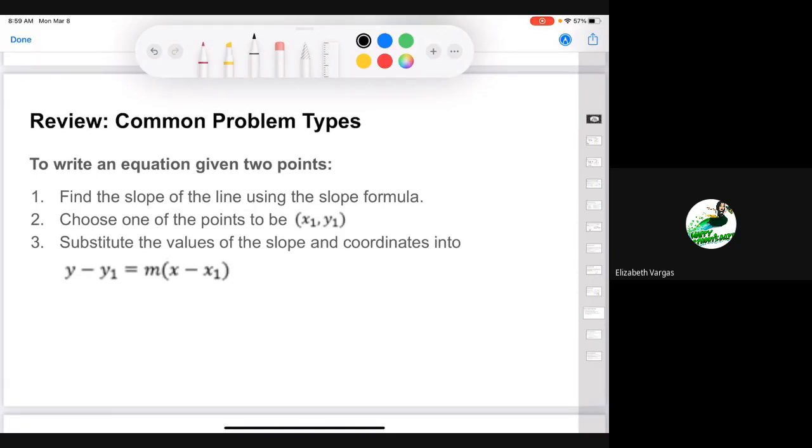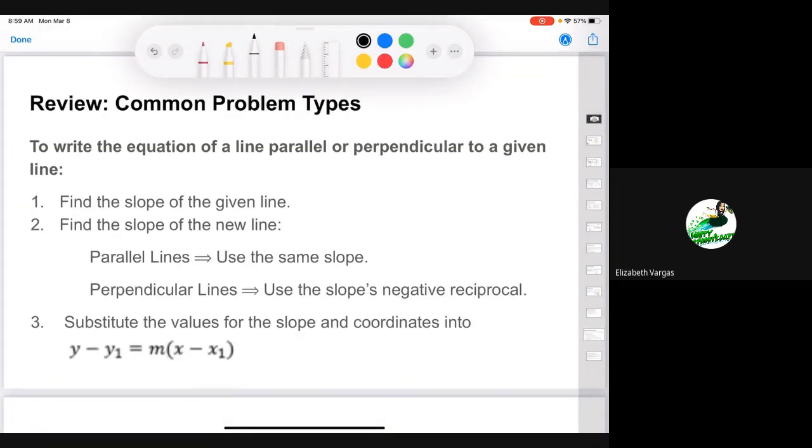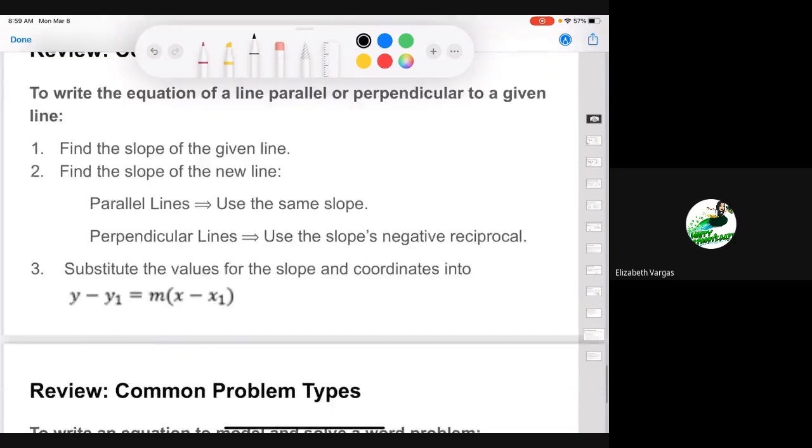Okay. So whenever we're asked to write an equation given 2 points, the first thing we want to do is find the slope. Choose one of the points to be our x1 and our y1, and then substitute those values in, and then simplify. Right? And so this is when we'd use the point-slope form. We use the point-slope form when we're not given our y-intercept. To write parallel and perpendicular lines, again, we want to identify the slope of our original line, and then find the slope of our parallel line, which would be the same, or our perpendicular line, which would be the negative reciprocal, and then plug it into our point-slope form. This is what we did today.